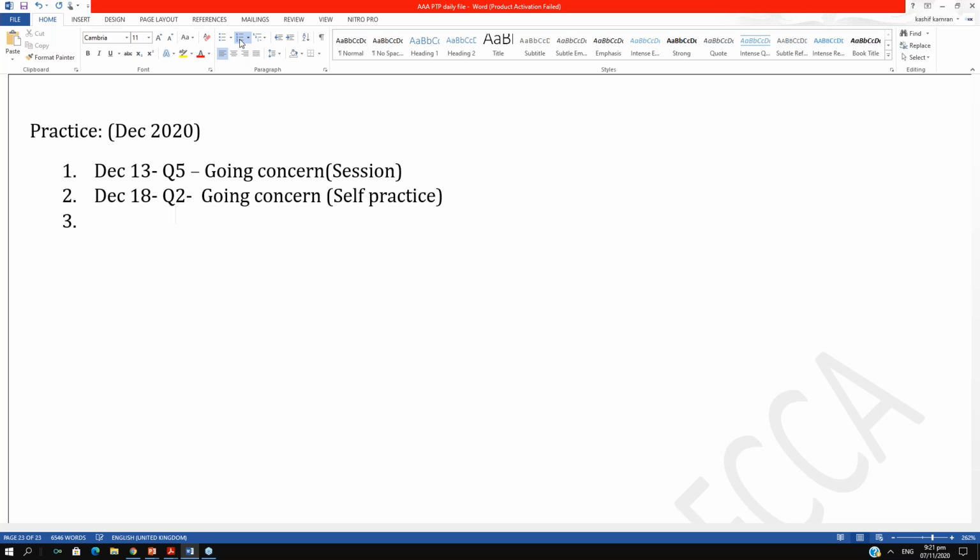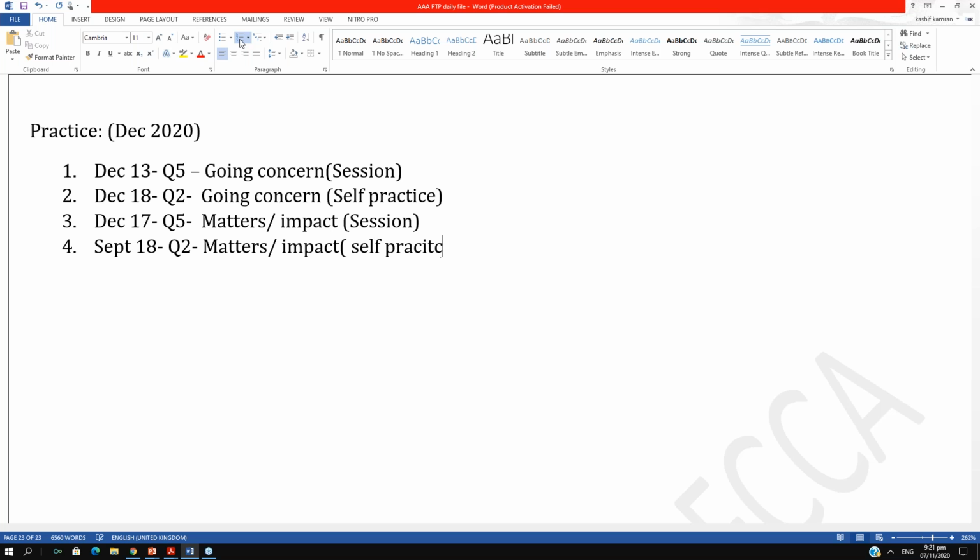The second type of question I will be doing today is from the December 17 paper, question number 5, which is a question asking for methods and impact. And I would prefer that you do the September 18 paper, question number 2, so that you know how to answer a question on matters and impact. So one question I'll do, one question you do, so that you gain confidence, right?